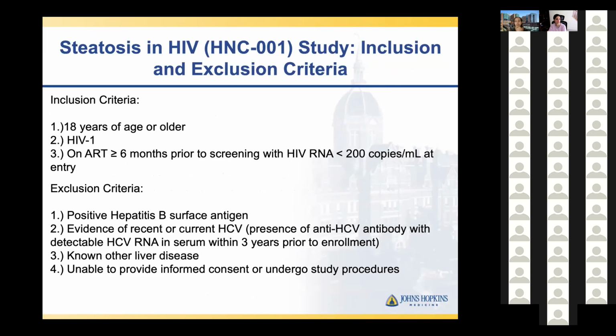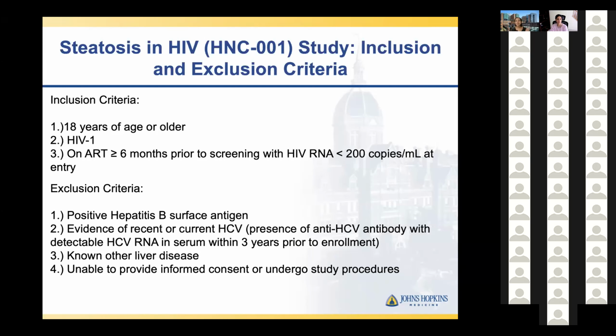study entry. The exclusion criteria include patients with chronic hepatitis B, so anybody with a positive hepatitis B surface antigen. Patients who have core antibody positive can be included in the study, so that doesn't exclude them. Patients with evidence of recent or current hepatitis C are excluded, but patients who you've treated and who have had negative HCV RNA for 3 years prior to enrollment are eligible for enrollment in the study. And then we exclude other causes of liver disease, and patients who cannot provide informed consent or undergo study procedures like the FibroScan will be excluded as well.